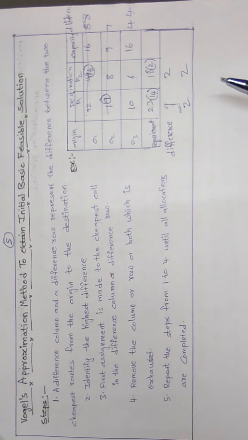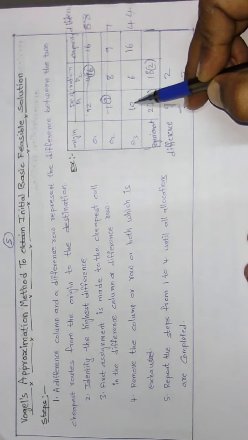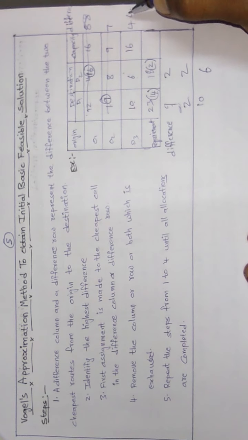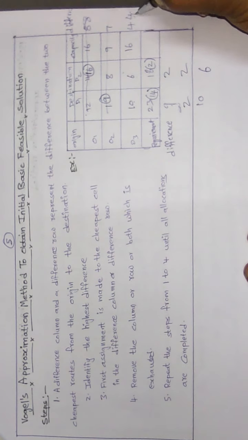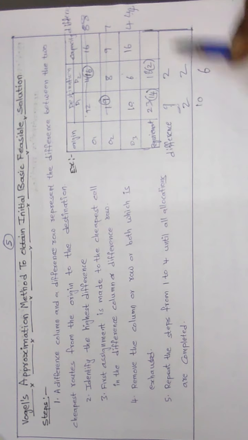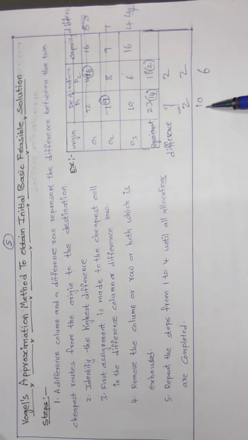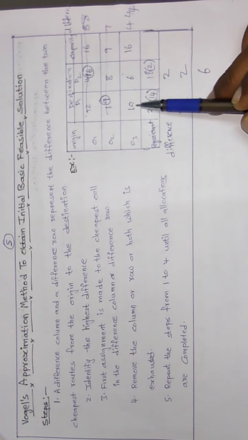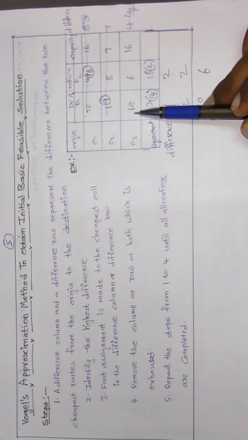So now, is there any difference? We are having only one value, 10. Next, 6. Next, 10 minus 6, 4. Among these, which one is the highest? 10, 6, 4. 10 is the highest. That means we have to fill in this column. In this column, what is the remaining cell we are having? This is the only remaining cell. We have to fill this cell now compulsorily.